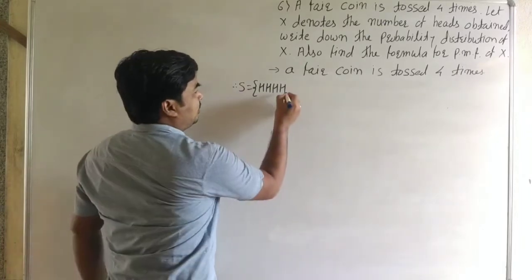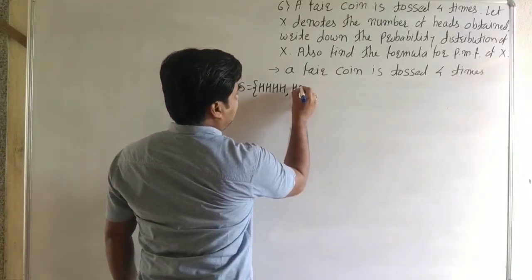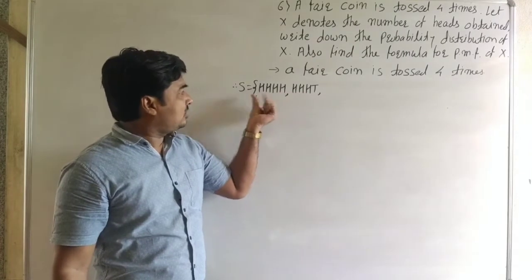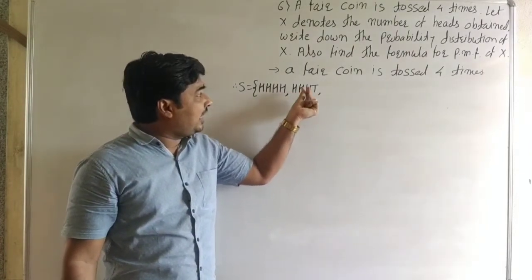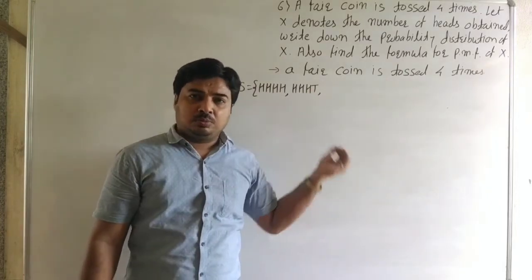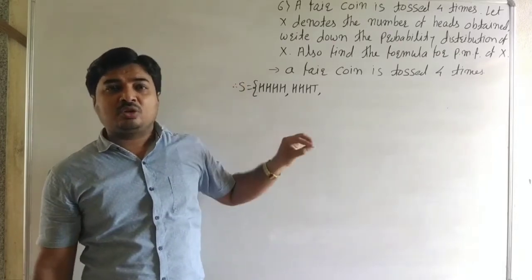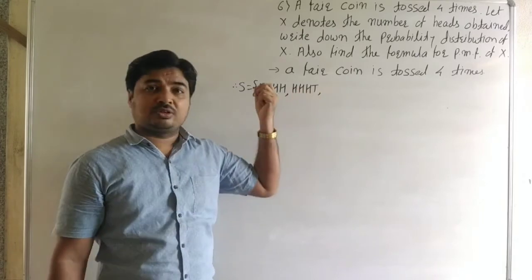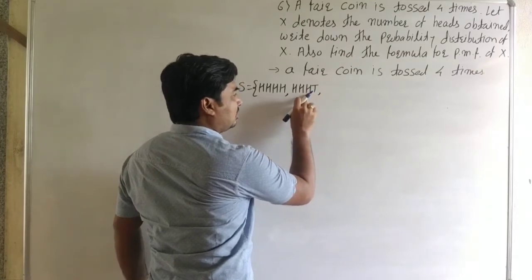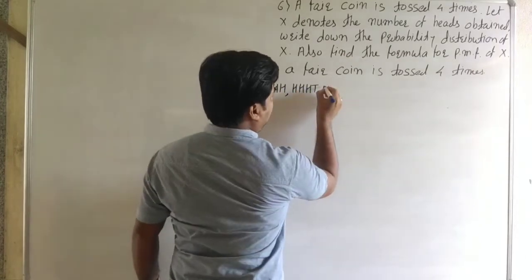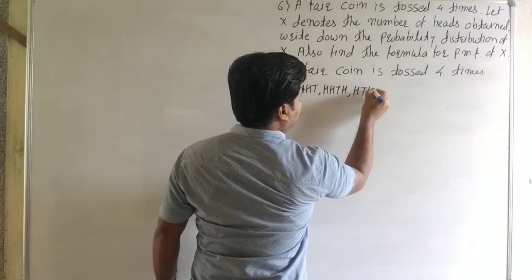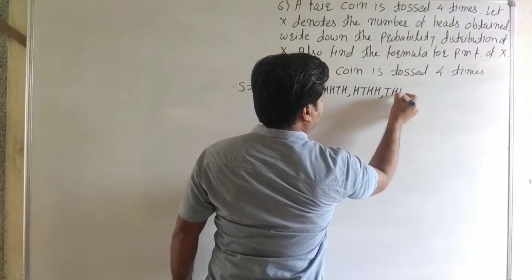Then the second possibility, 3 heads and 1 tail. Here with 4 heads all are heads, but with 3 heads and 1 tail, the position of the tail can be on the 4th toss, 3rd toss, 2nd toss or the 1st toss. There are 4 possibilities of 3 heads and 1 tail. Here we write the tail on the 4th toss, then the 3rd toss, 2nd toss or 1st toss.